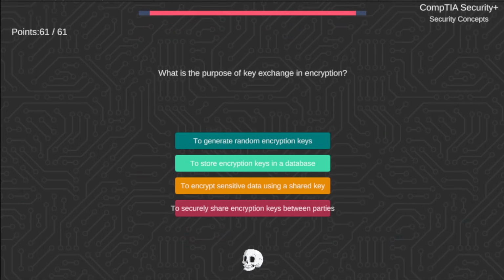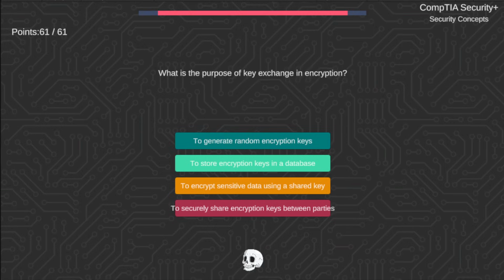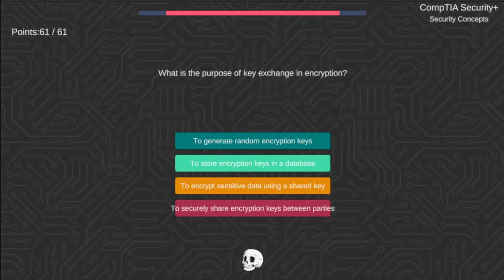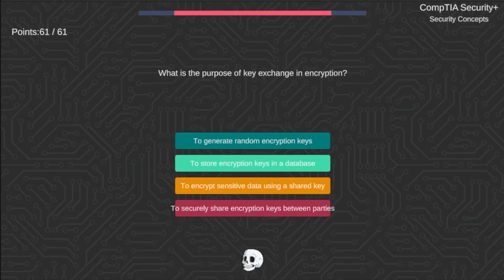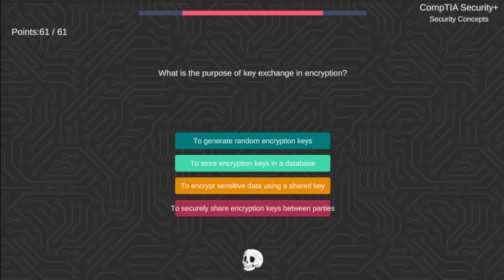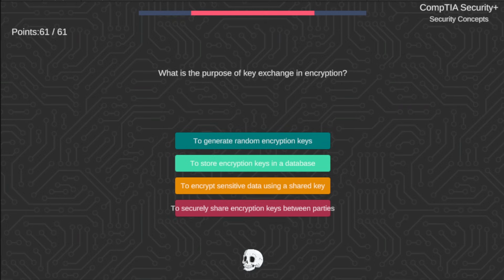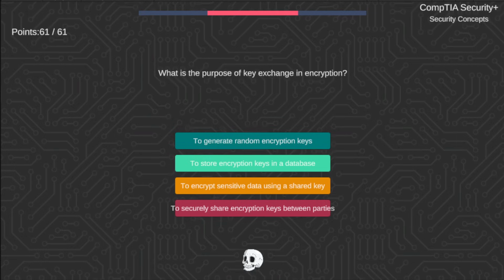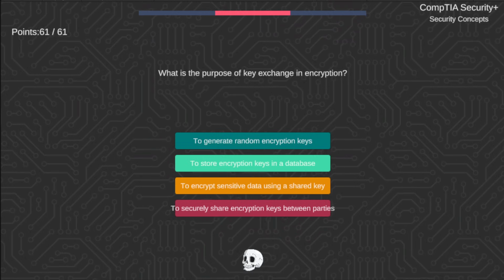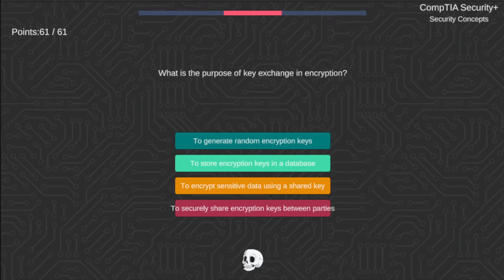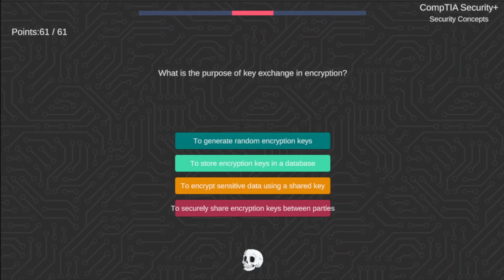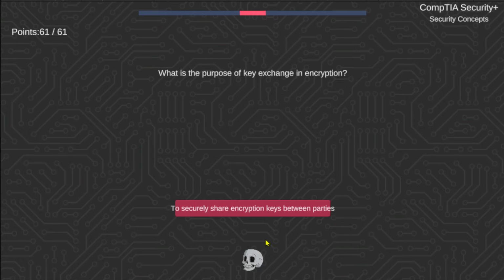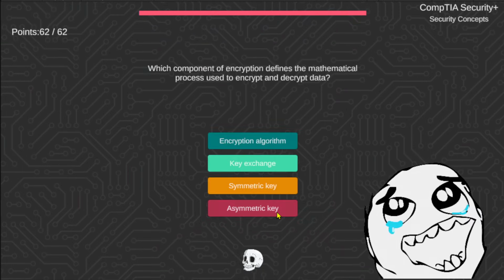What is the purpose of key exchange in encryption? To generate random encryption keys, to store encryption keys in a database, to encrypt sensitive data using a shared key, or to securely share encryption keys between parties? The purpose of key exchange in encryption. Correct answer is to securely share encryption keys between parties.